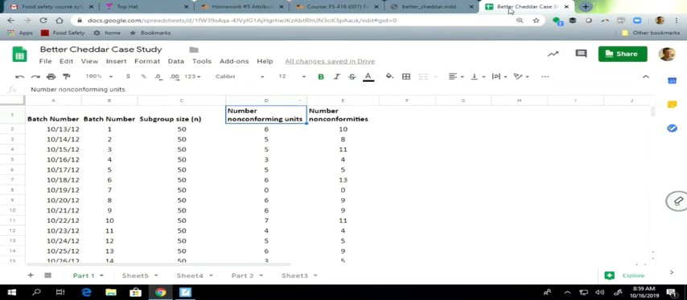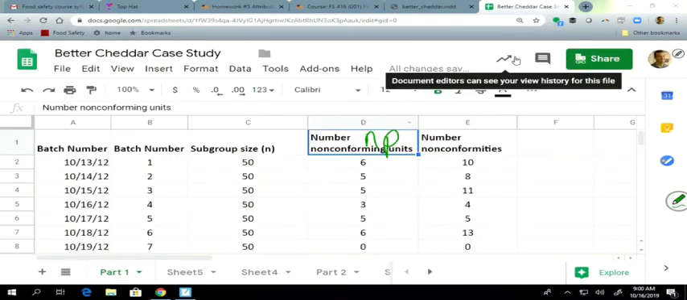So what is this column D? Let's just talk about column D. What is it telling us? Is that P or NP? Are we going to use that to calculate P or NP? So this is NP. And to get P, we would put 6 divided by 50. So yeah, we're going to use these numbers to get P.